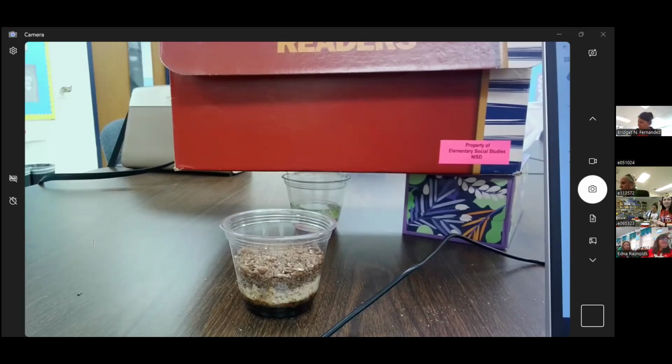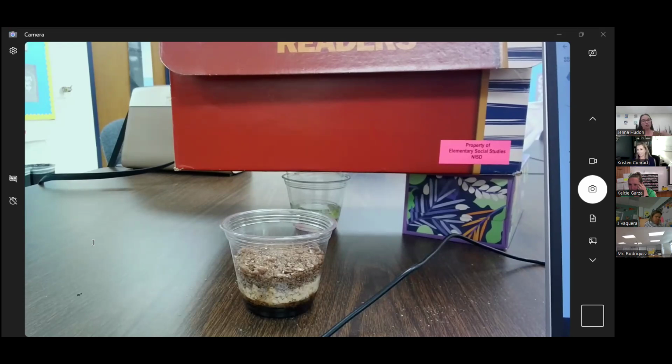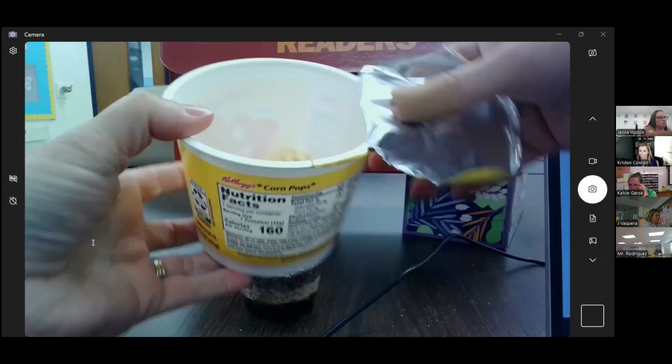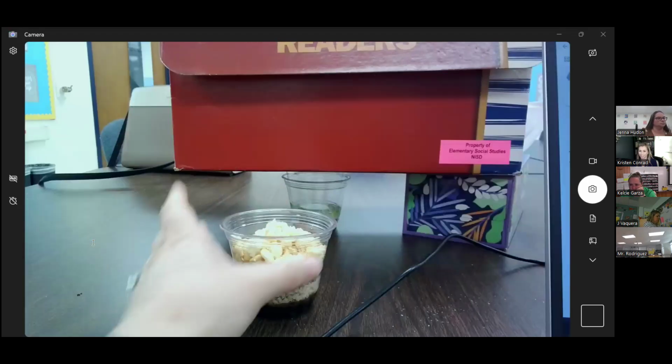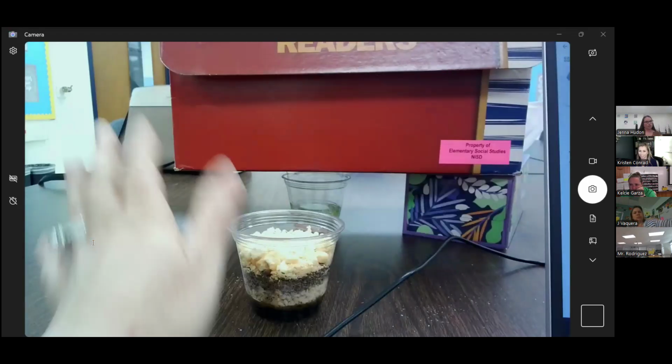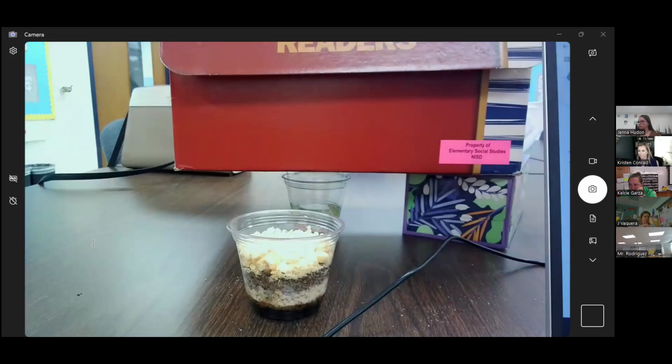Okay, guys, 1,000,000 years ago, this lake dried up and the wind began to carry all of this sand into the area. So for us to model that part of the process, we are going to crush up our Corn Pops now, and we are going to add those Corn Pops as our next layer. So when you can, get your next layer added. And we see our distinct layers there.